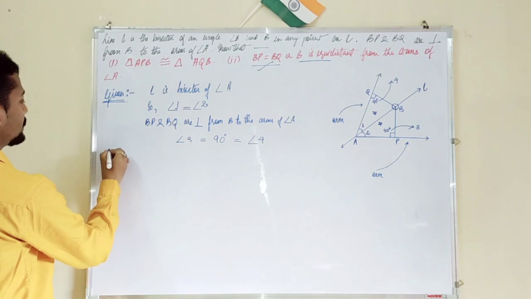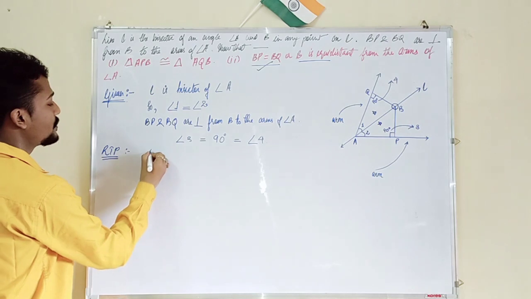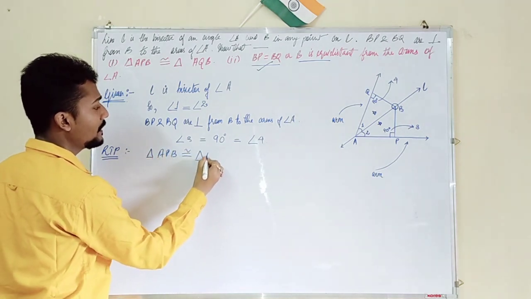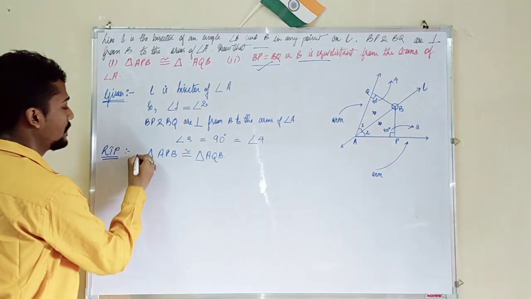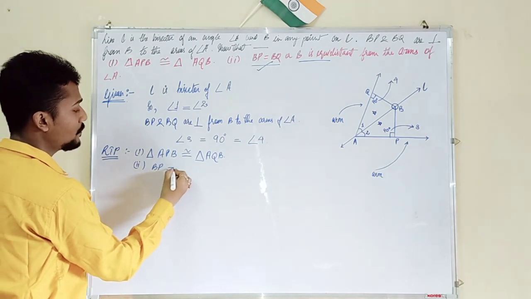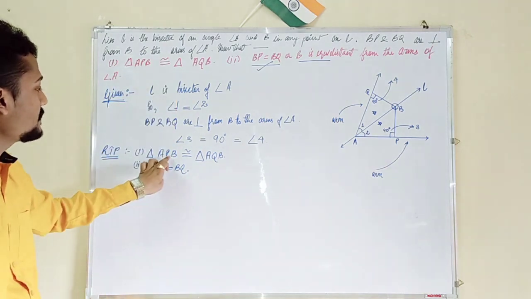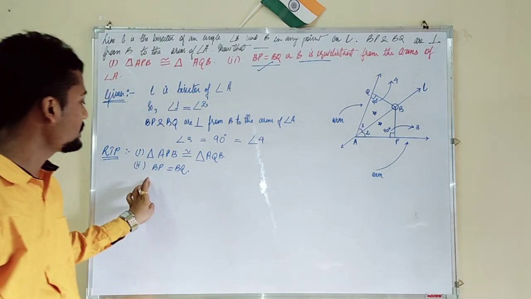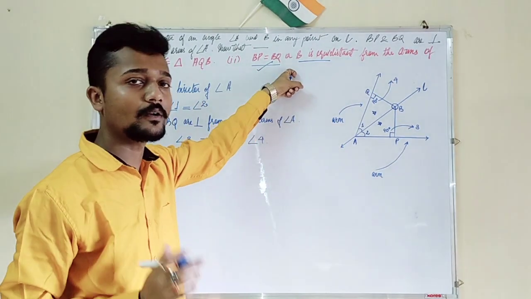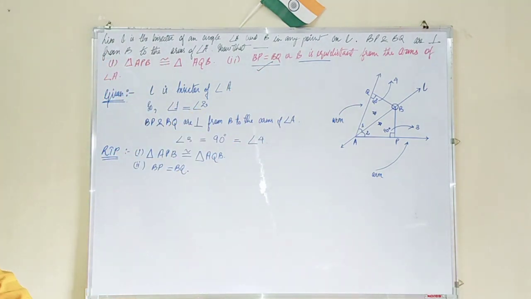So required to prove, RTP. Triangle APB is congruent to triangle AQB, number 1. Then number 2, BP is equal to BQ. This is congruent to this, and this is equal to this. That much also if I write, then it is okay. No need to write this. Here it is written 'or', that means if you prove either of the two, then it is okay. So I have taken this particular part. Fine. So proof.